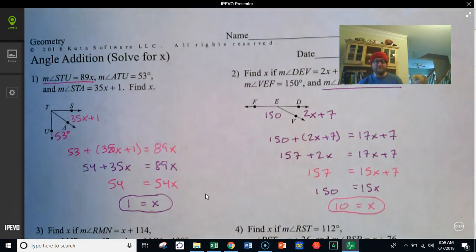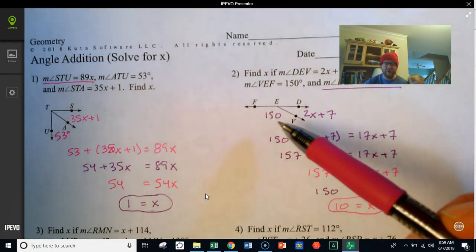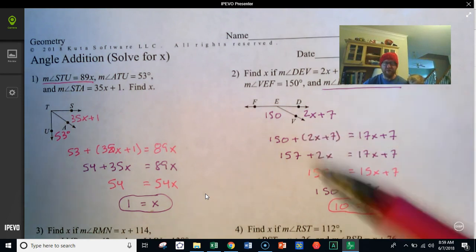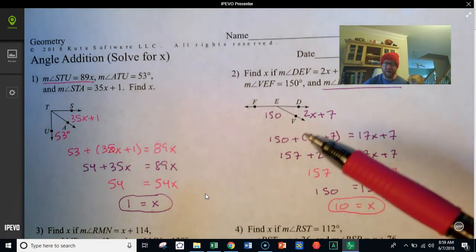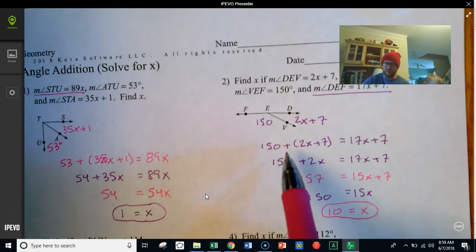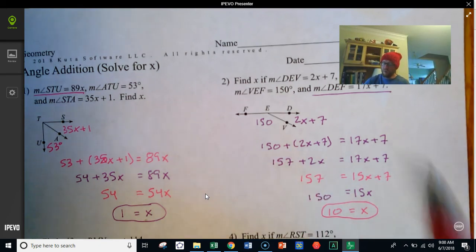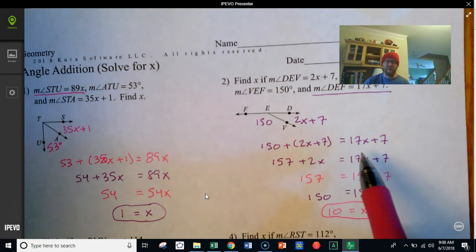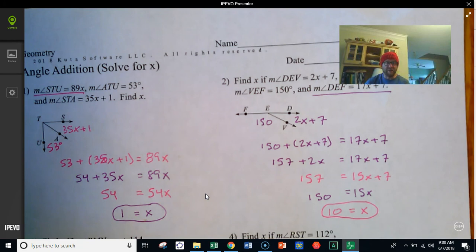Now, the process here is I take the measures of the two small angles, and it's a good idea to just write them in on the diagram if you have the diagram, and set them up so that the measures of those two small angles, or the expressions that represent them, added together equal the expression or the number that represents the measure of the large angle. And from there, we're just going to solve the equation.